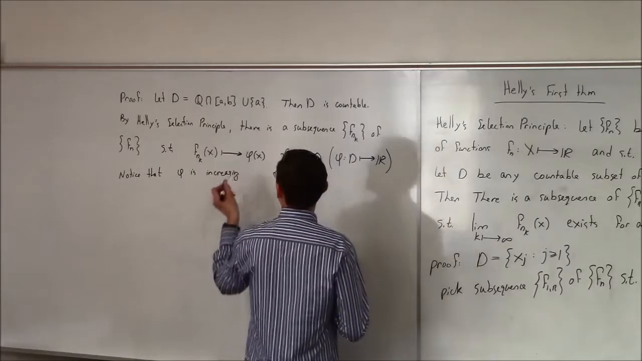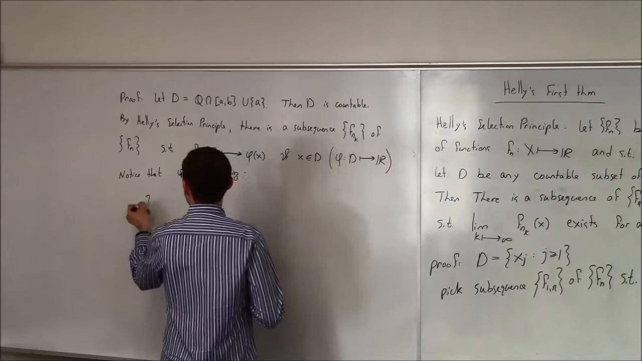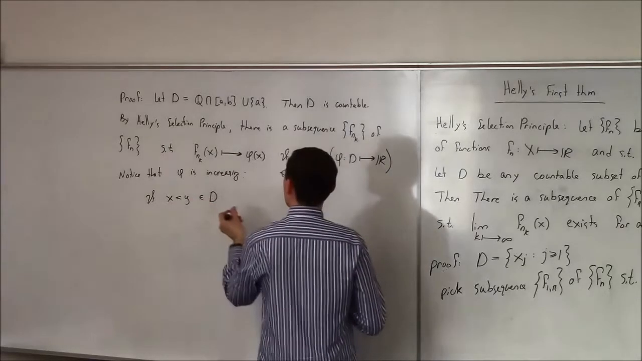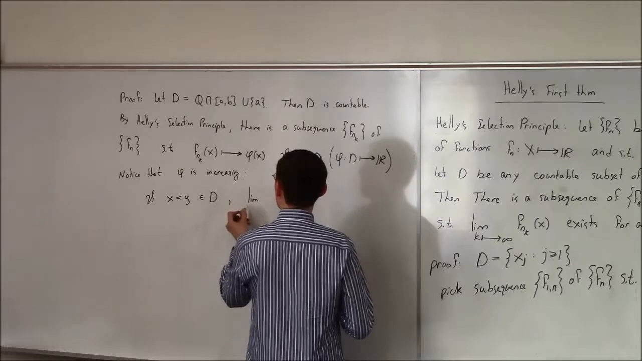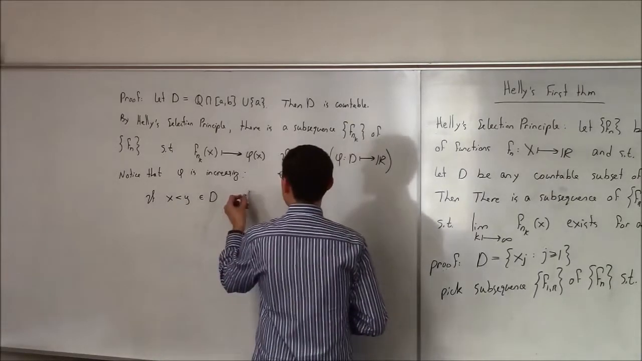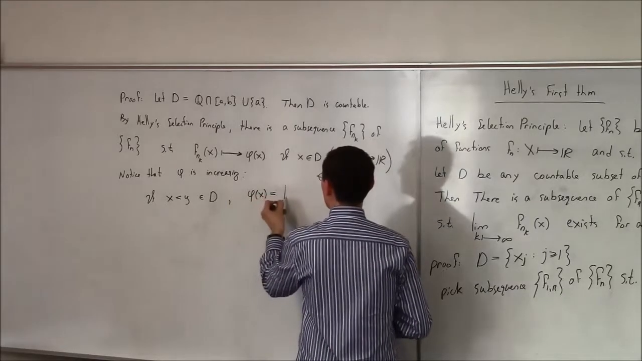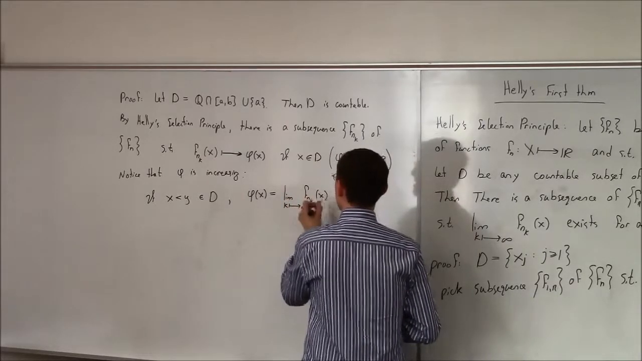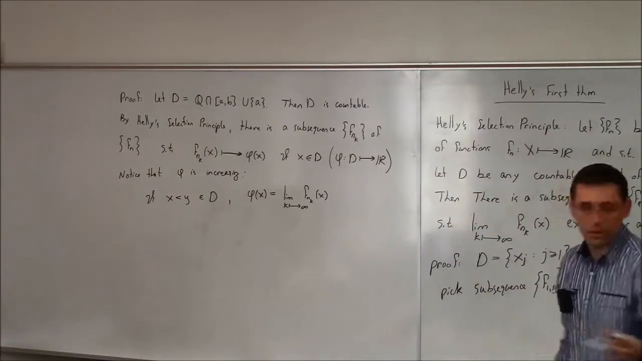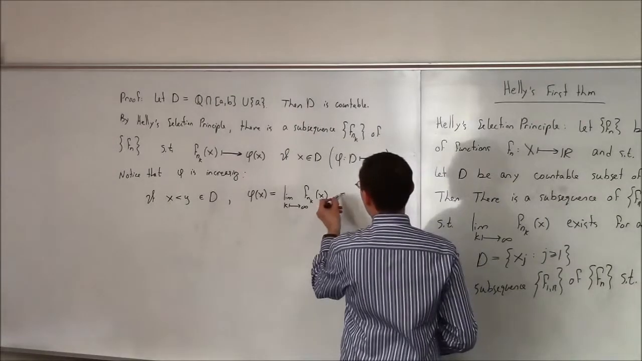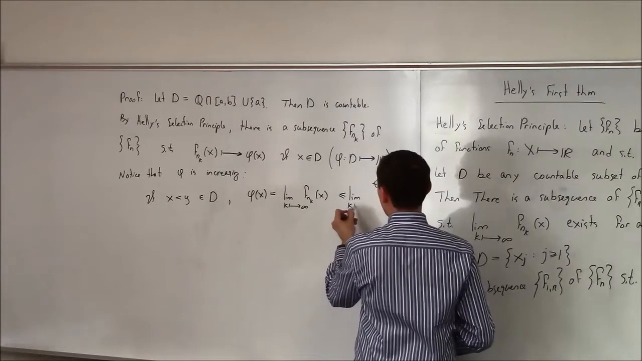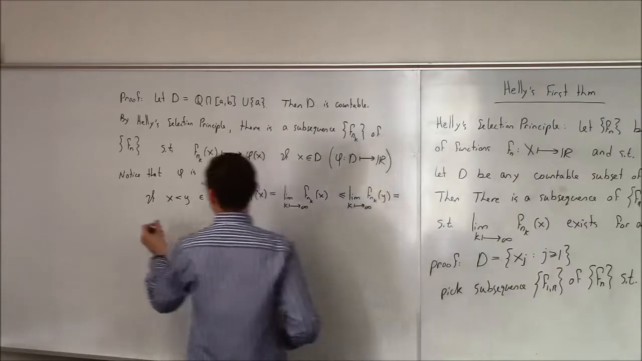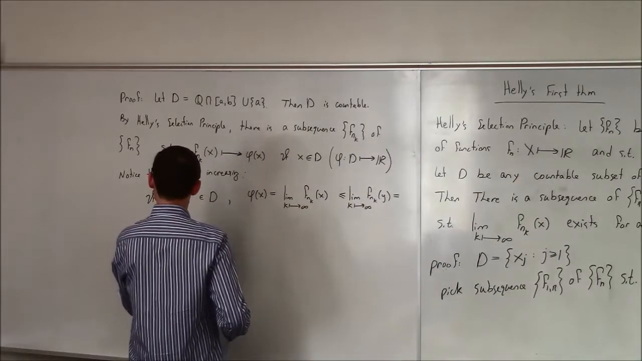Why is phi increasing? Well, if I have x smaller than y, and they are all elements of D, we have that limit. So we have that phi of x is equal to the limit as k goes to infinity of f n sub k of x. Now, the functions f n, the functions in the family, are all increasing, right? Therefore, this is less than or equal to the limit. Limits preserve order. Which is phi of y.